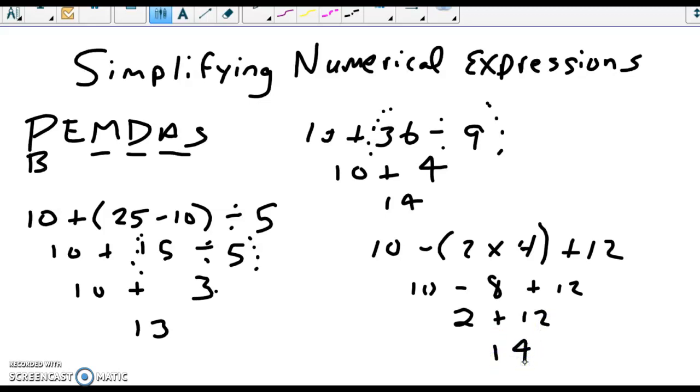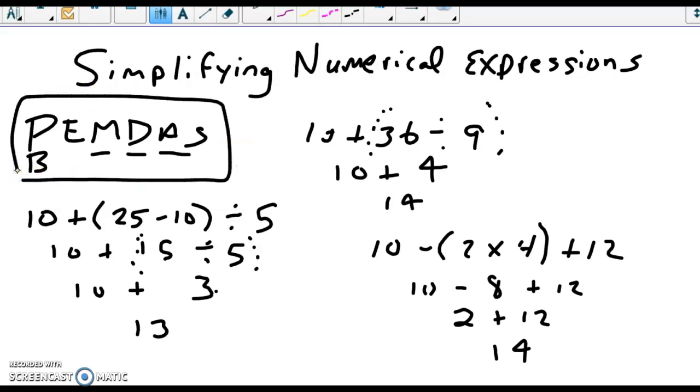And there you have it, guys. So you just have to do the order of PEMDAS. If not, you're going to get a lot of different kinds of answers.